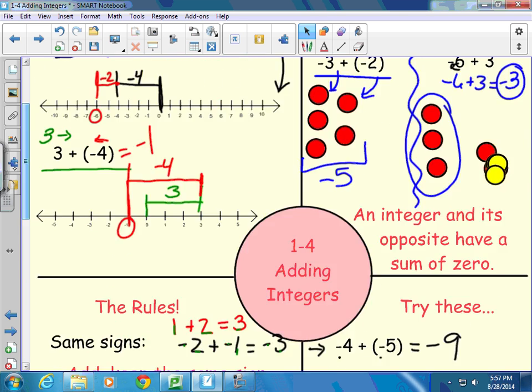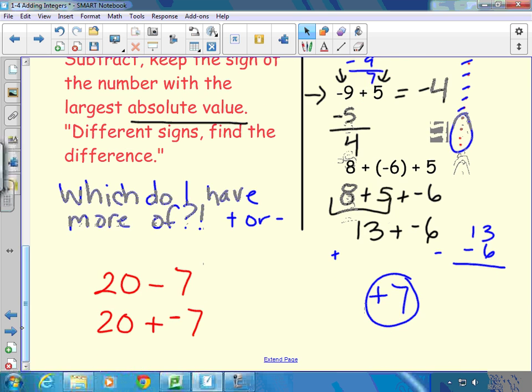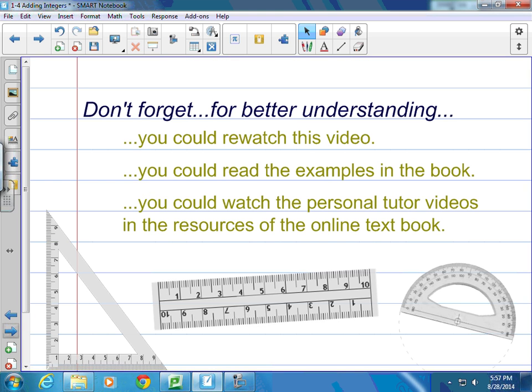Hopefully that wasn't too fast. I don't think so. Hopefully it wasn't too slow either. Remember, your strategies can be rewatch the video, read the examples in the book, or watch the personal tutors. Make sure you're taking notes, you're asking questions, or writing down things you do and do not understand so that we can talk about them when you come to class.